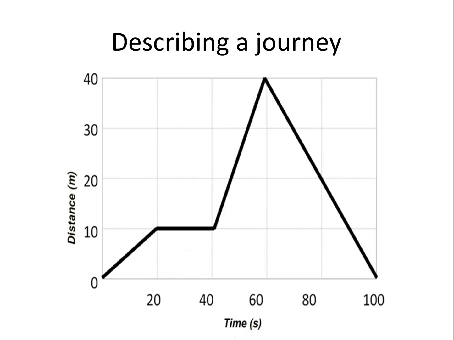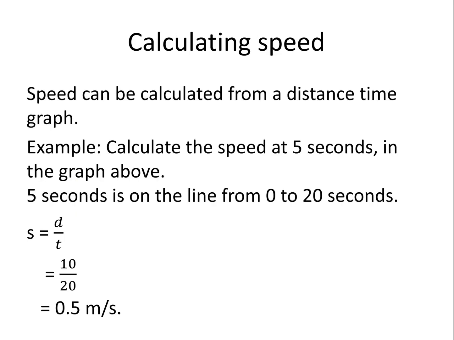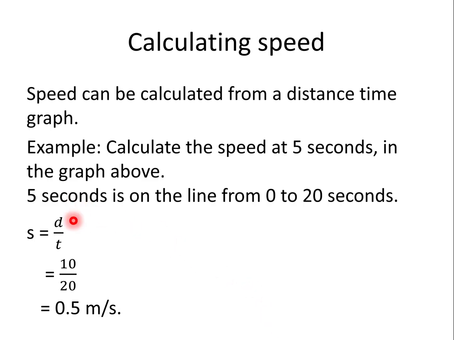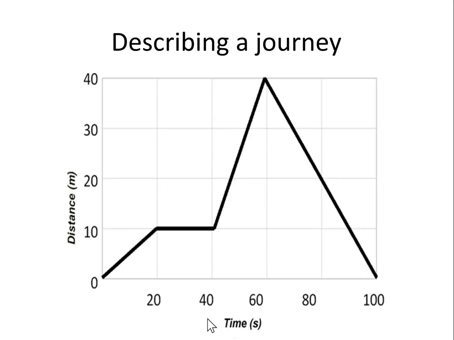I can also calculate speed from a distance time graph. For example, calculate speed at 5 seconds. Well, if I look here, 5 seconds is in here, and we know this is a constant speed. So I can use any point along this line. Speed equals distance over time. So I'm going to read my distance and my time. Well, over this part of the line here, my distance is 10 metres and my time is 20 seconds. So I replace distance with 10 and time with 20, giving me half a metre per second.